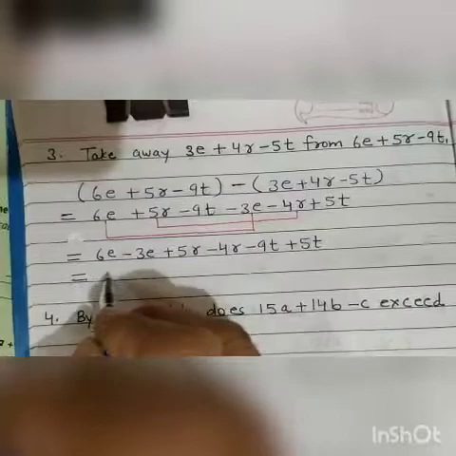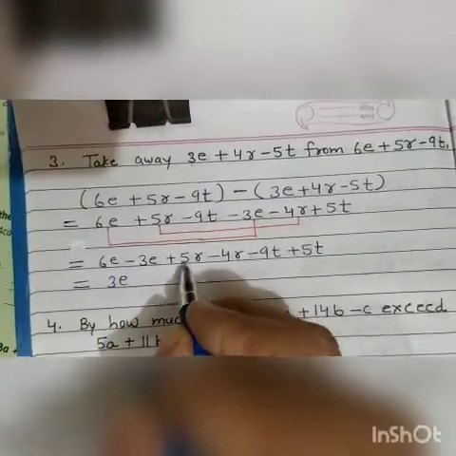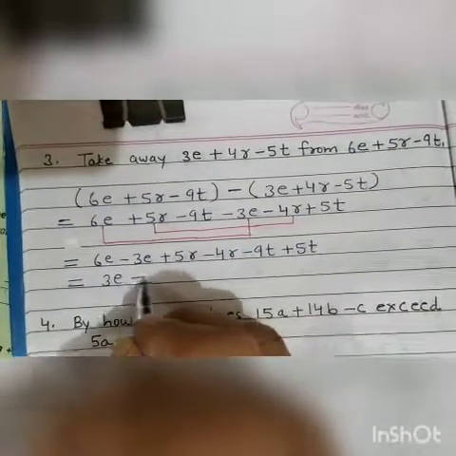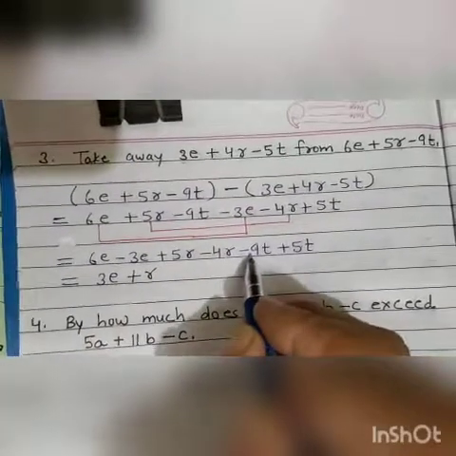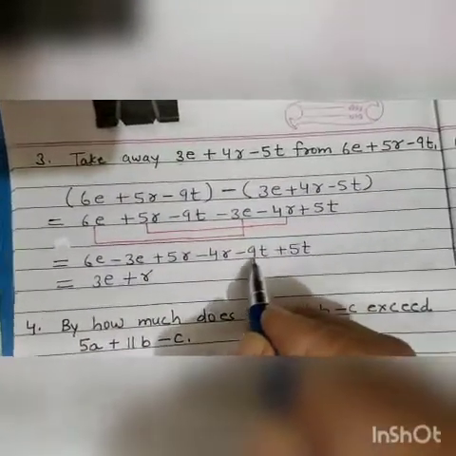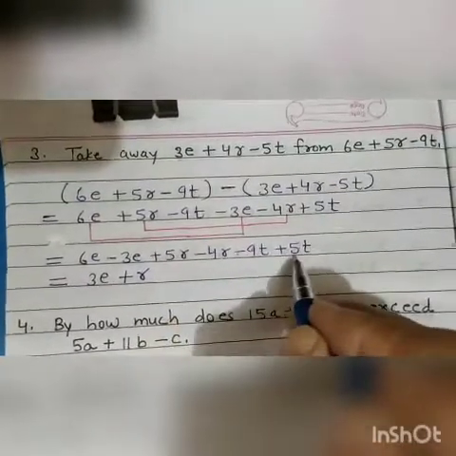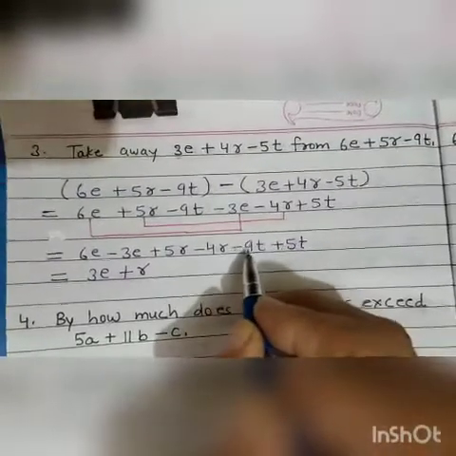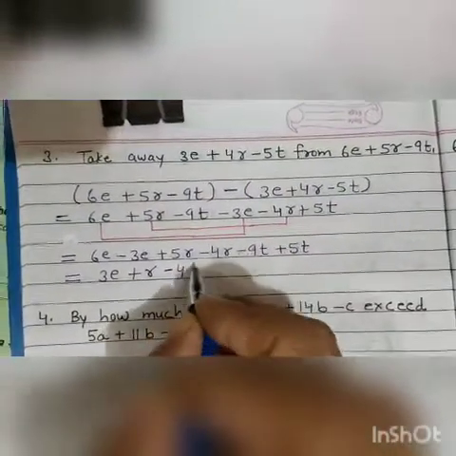6e minus 3e. If we subtract 3 from 6, we get 3e. Plus 5r minus 4r. We will subtract this 4 from 5. We will get plus 1r. 1r means only r. Minus 9t plus 5t. This time the greater number is with minus sign and the smaller number is with plus sign. We will subtract this 5 from this 9. So we will get minus 4t.